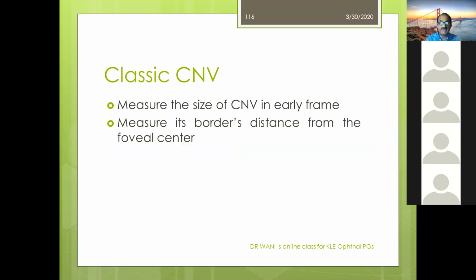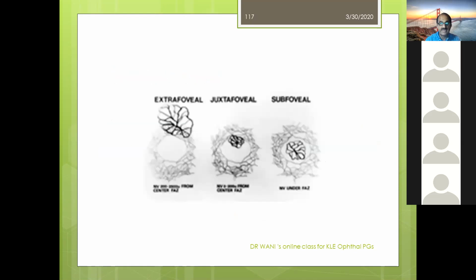In the classic CNV, we should measure the CNV in the early frame because the borders will be blurred by later leakage. And we classify them as subfoveal if it is under the fovea, the third picture, and juxtafoveal if it is outside the fovea, the center being at least one micron away from the center of the fovea and up to 200 microns. And extrafoveal, it is beyond 200 microns.